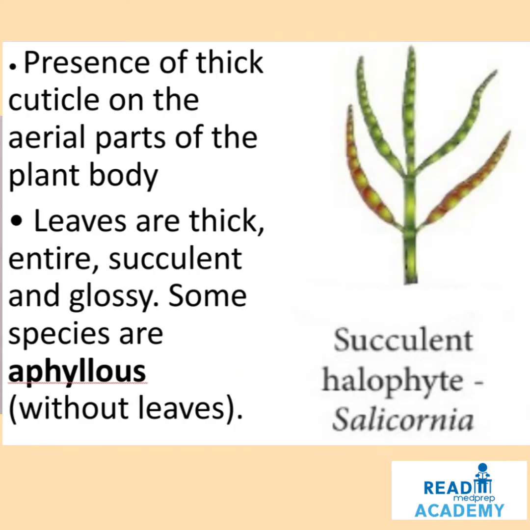Presence of thick cuticle on the aerial parts of the plant body. Leaves are thick, entire, succulent and glossy. Some species are aphyllous, without leaves. In the image on the right side you can see a succulent halophyte, Acornia.